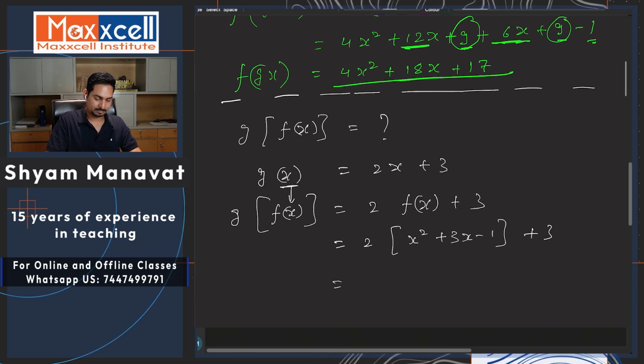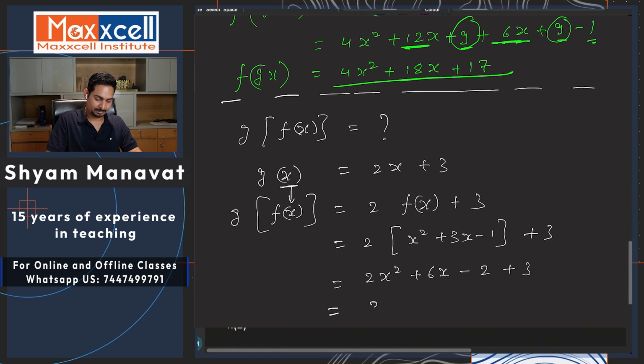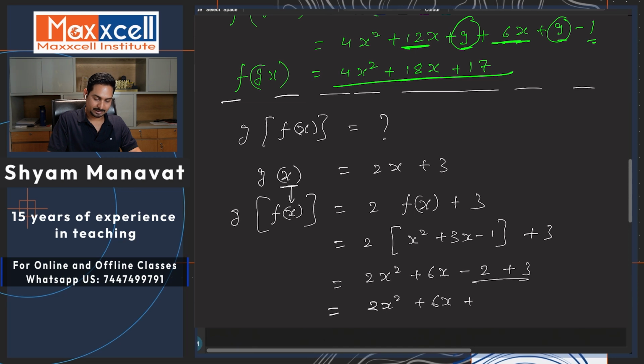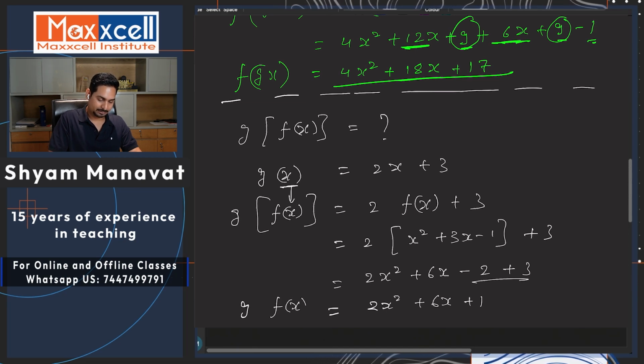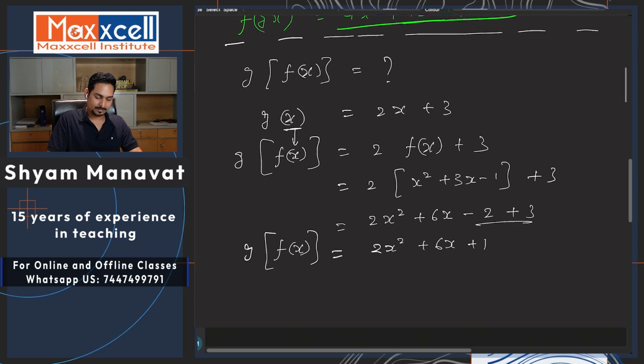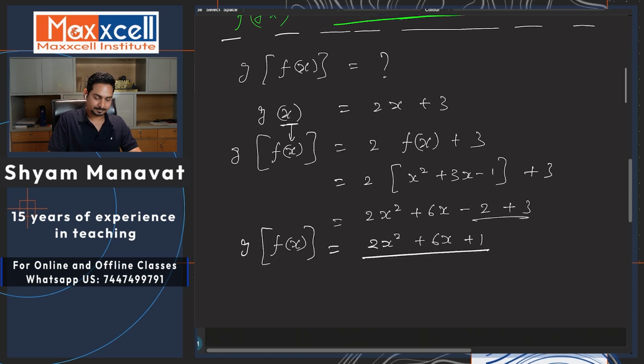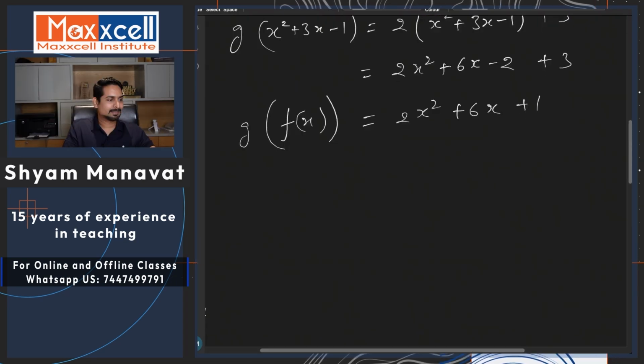Okay. Now multiply and open the bracket and multiply by 2. So this is 2x square plus 6x minus 2 plus 3. और simplify कर लो, that is 2x square plus 6x और ये कितना हो जाएगा यार plus 1. Yeah, so this is what g of f of x. Easy, simple है. Okay. Fine.